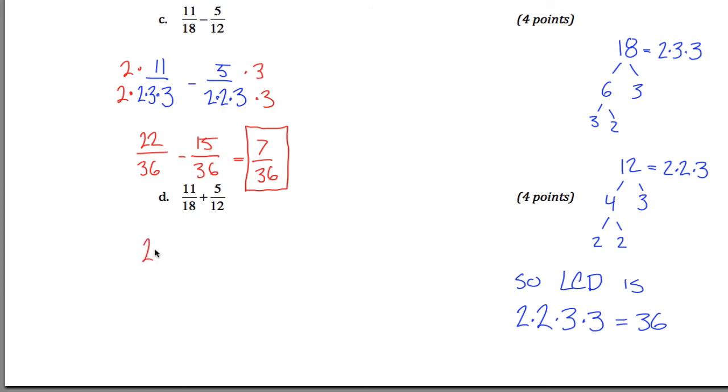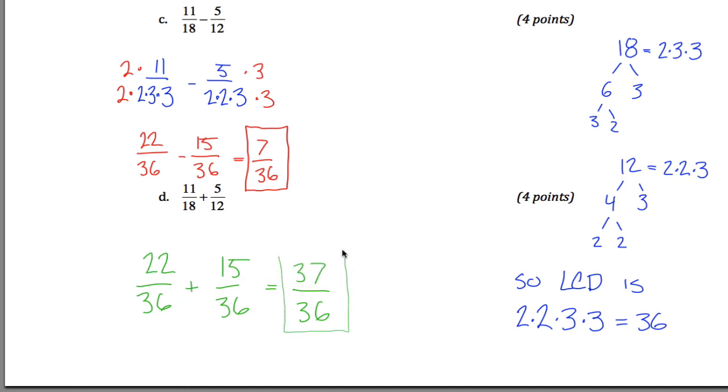In other words, maybe I should switch colors. Everything will be identical until we get to this stage where we have 22 36ths and 15/36. The difference this time is instead of subtracting them, we're adding them. If you're adding fractions and you have a common denominator, leave the denominator alone, add the numerators. 22 plus 15 is 37. 37/36 is our final answer.